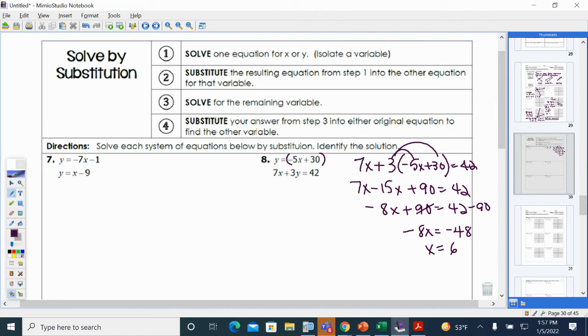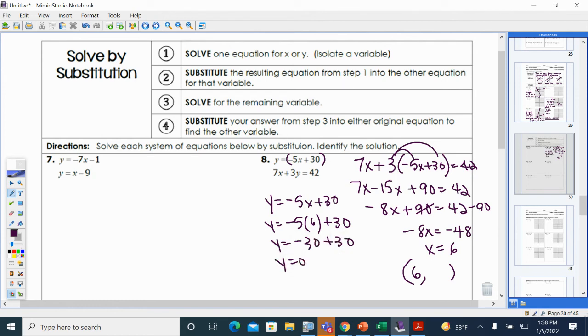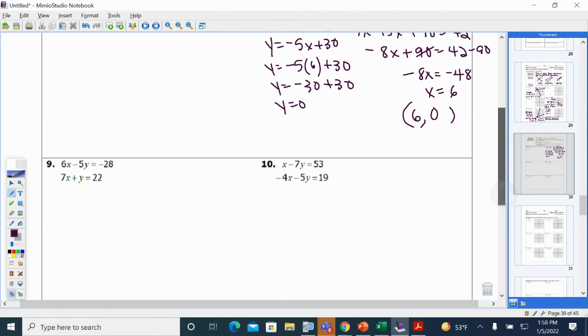If you think about solving by graphing, these two lines should intersect at an ordered pair. Half of your answer. That's all you got right now is 6. I need to find the y. To find the y, you're going to substitute one more time. Take your 6 that you got for x and substitute it in. I'm going to use that y equals -5x plus 30 and substitute in that 6. -5 times 6 is -30, plus 30 is 0. So the y coordinate is 0. All right, so I'm going to do one more.